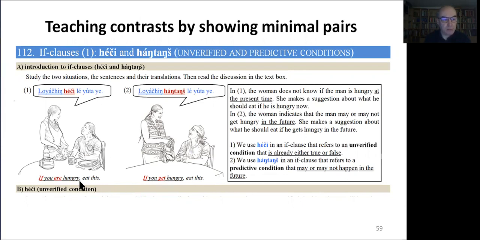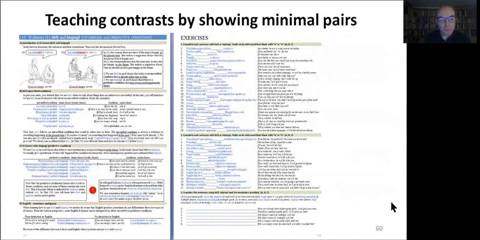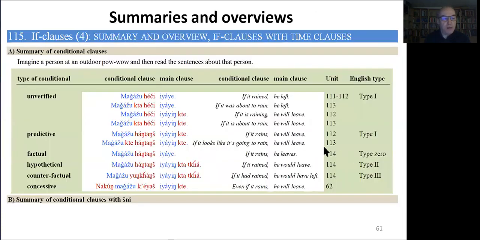Now, that distinction is made in Lakota through the choice of the words for if. So this allows the students to observe that with some help in the information box. And the unit continues with additional information and with practice activities, obviously. Very often at the end of a group of units, we offer a summary or an overview, as in this example, where we provide the overview of the types of conditional clauses, where we list them and their examples and translations and the cross-references where they can be found.